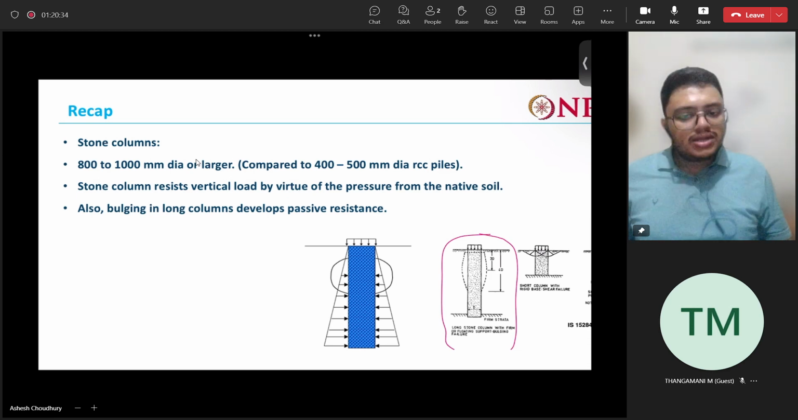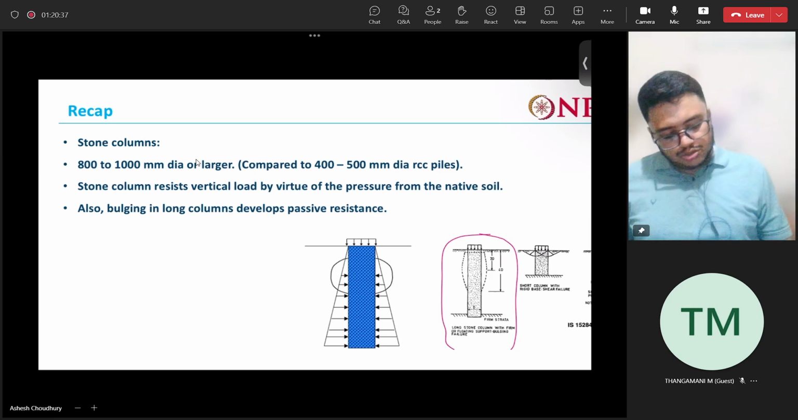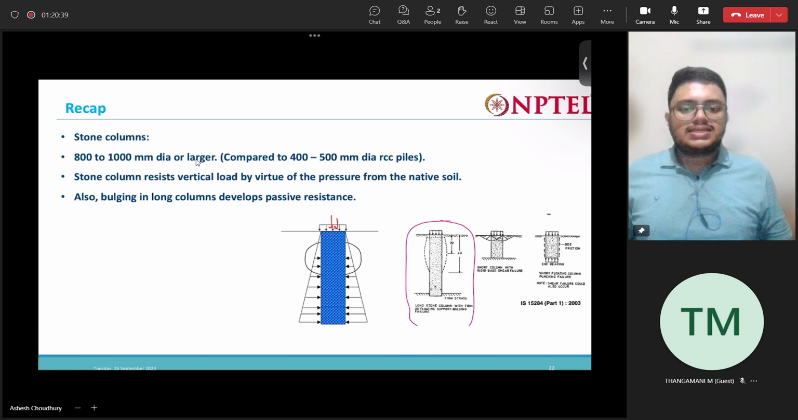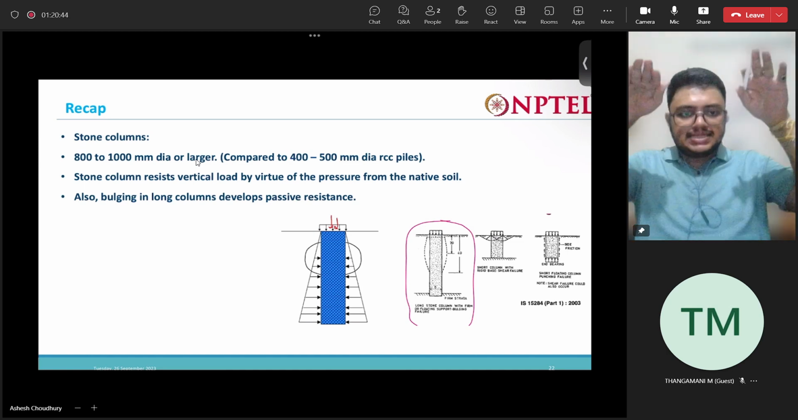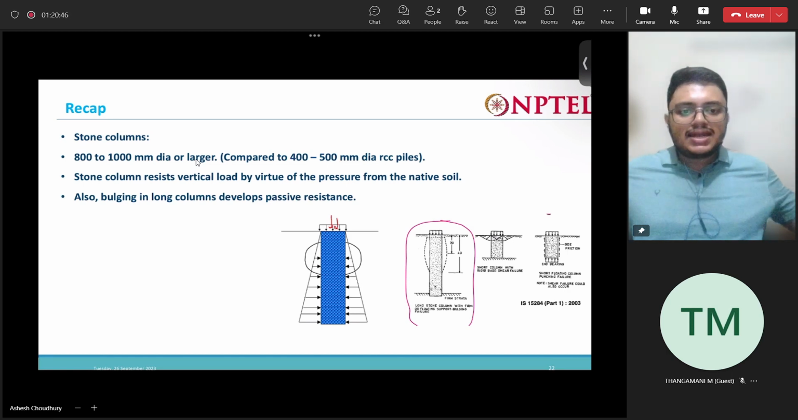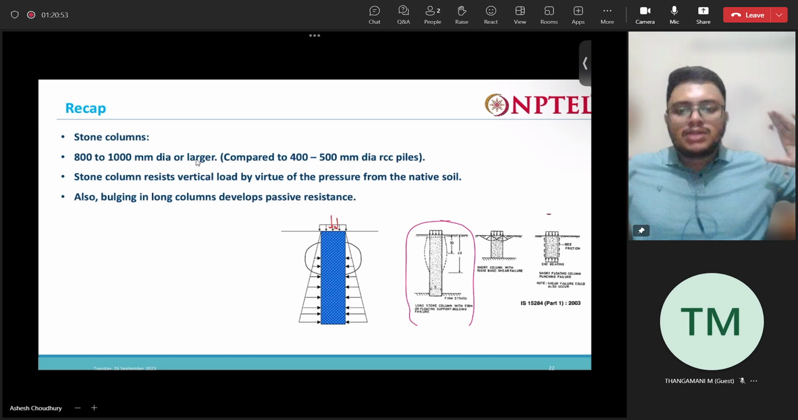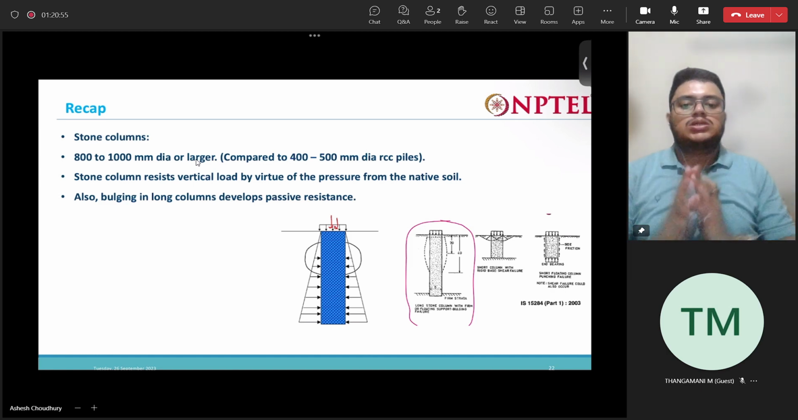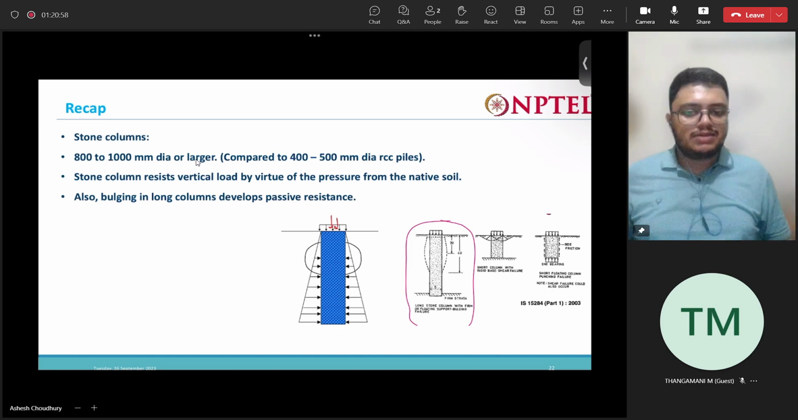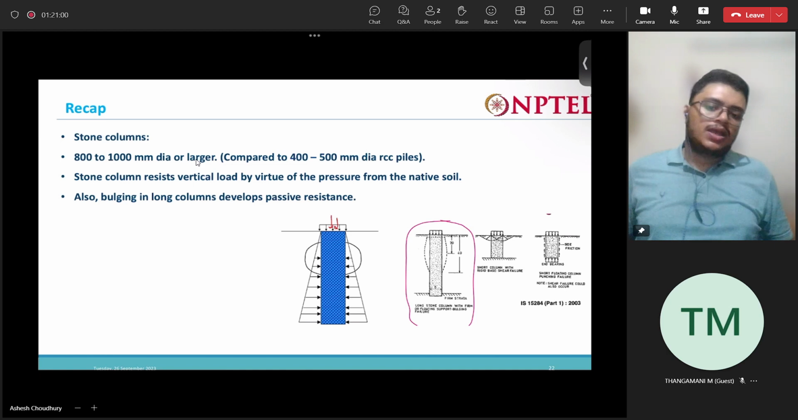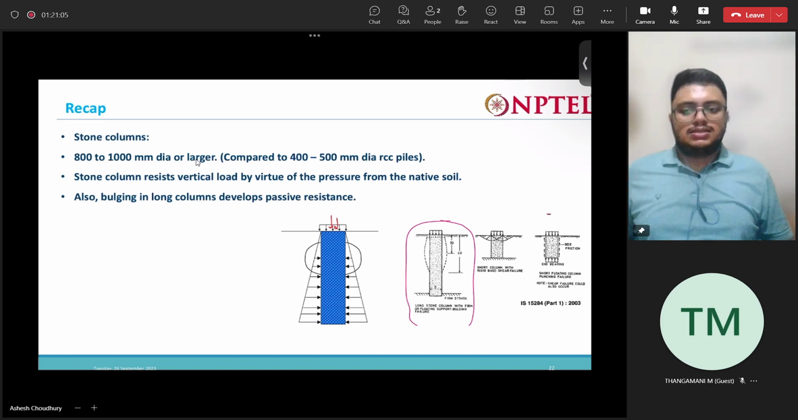The stone columns, how do they resist the load? So you are having this load here, acting downwards, right? And we have the inherent soil surrounding the stone column. This inherent soil actually provides a passive pressure onto that column. By virtue of that passive pressure from the native soil, this stone column resists the vertical load.